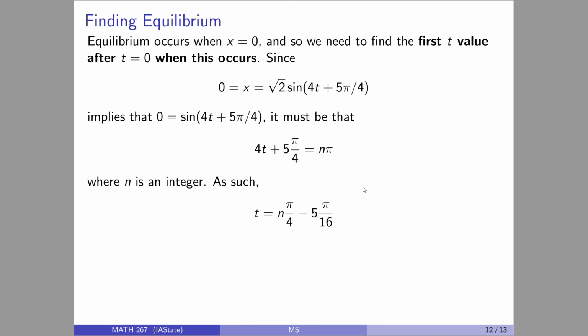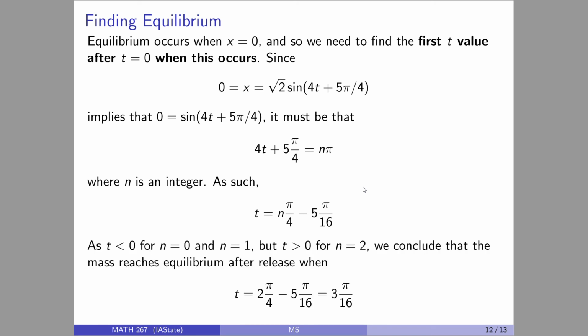So that means n equals 2 is when t goes positive finally, and thus the mass reaches equilibrium after release at 3 pi over 16. That's the bottom line. Note there are other values, but we wanted the first one. After release, when do we hit equilibrium? The first t value for which that occurs, in this case, 3 pi over 16. We'd have a formula to generate all other future time values when that happens, but we wanted the first, and we got it.